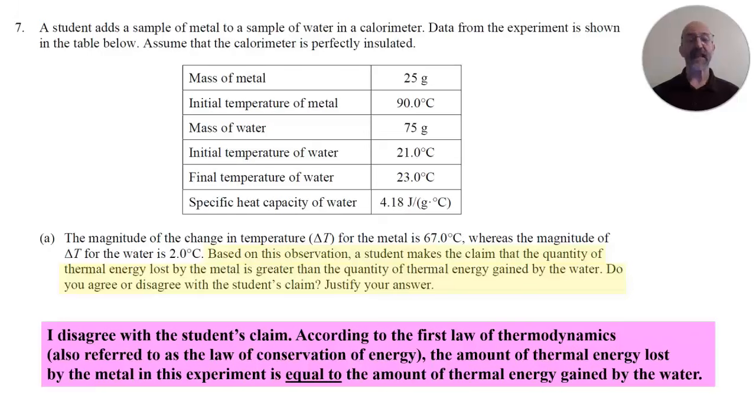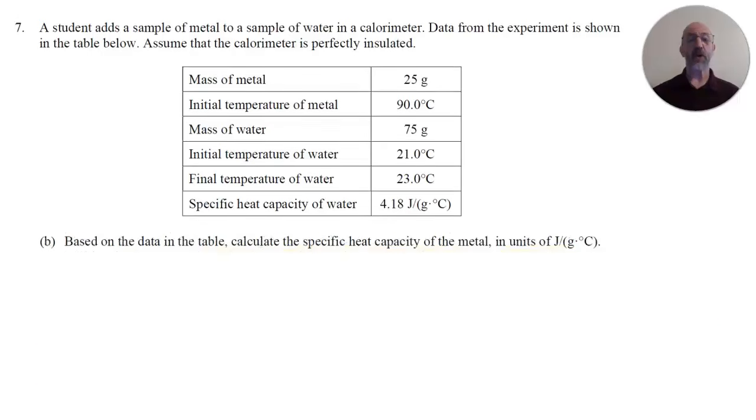Now, if you're looking at the data in this table, you will notice that it says the specific heat capacity of water is 4.18 joules per gram degree Celsius. But you don't see a value for the specific heat capacity of the metal, and that's because we need to calculate that value. So part B of this question says, based on the data in the table, calculate the specific heat capacity of the metal in units of joules per gram degree Celsius.